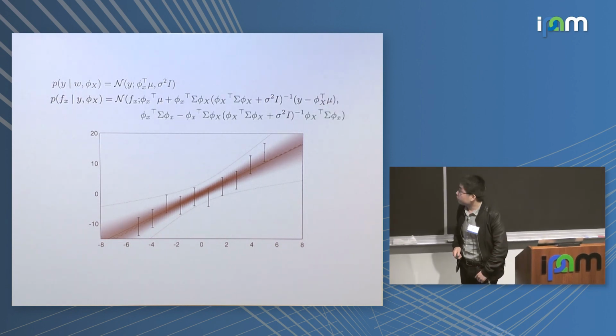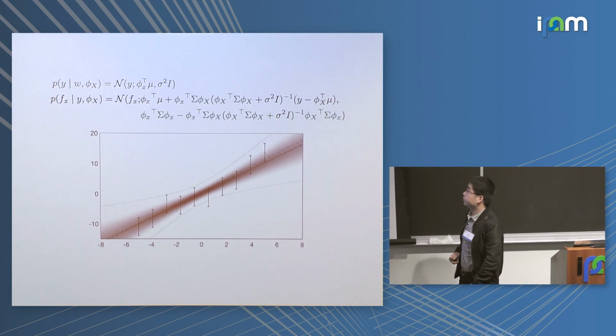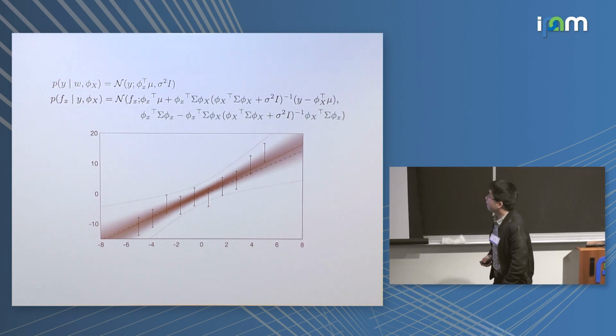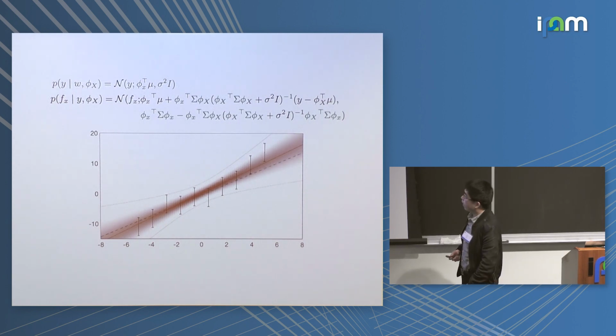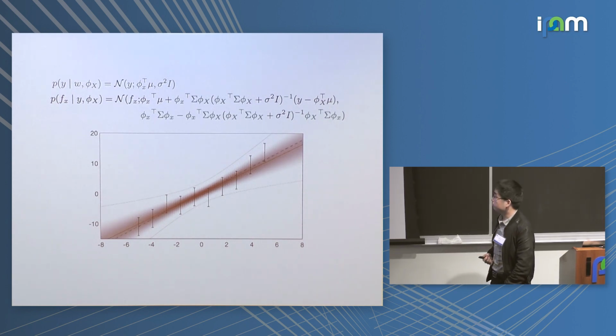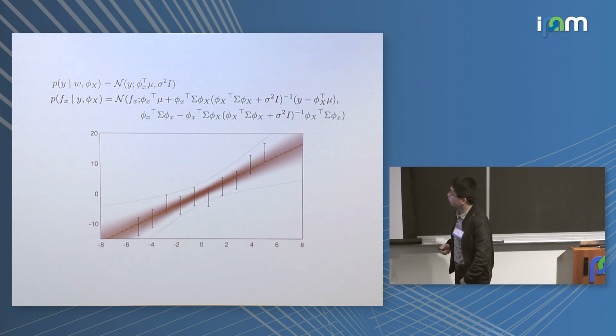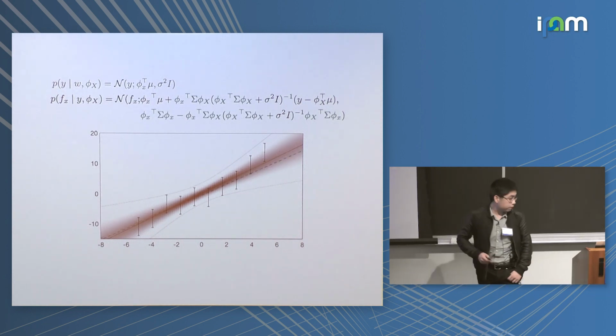And now this is the closed form representation for the posterior over the function space. Again, everything is done in analytical form. We have a well-calibrated uncertainty measure for the response signal, and we can do efficient inference.